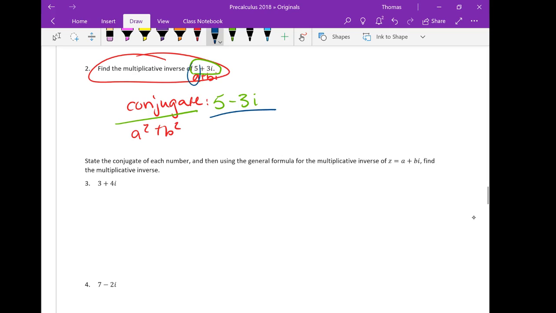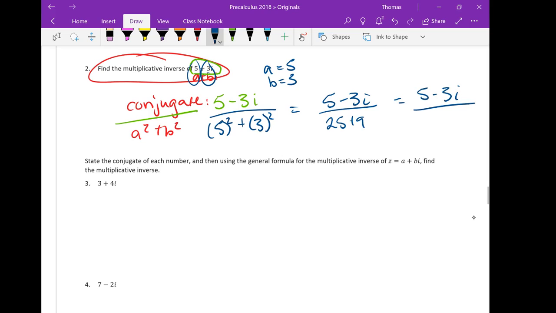Well, a here is 5. B is 3. Notice it's not 3i, it's just the coefficient on i, just 3. So that's going to be 5 squared plus 3 squared. So altogether that would give us 5 minus 3i all over 25 plus 9, or 5 minus 3i all over 34. So right there is a quick example of finding our multiplicative inverse. We needed the conjugate, just changing the sign to an opposite, and we needed to find the sum of the squares, a squared plus b squared.